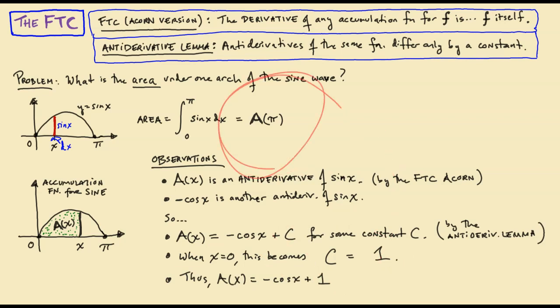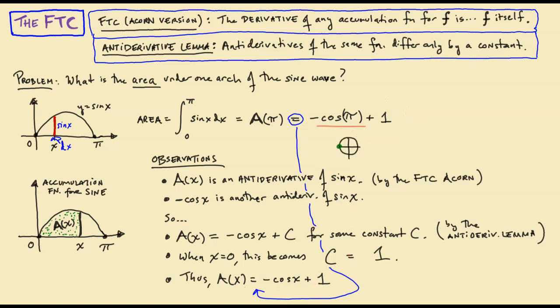So coming back to our original expression for the area under one arch of the sine wave, the accumulation function evaluated at pi is minus cosine pi plus 1 by this formula we just found. And another two seconds of thinking about the unit circle tells us that cosine of pi is, of course, minus 1. So this all becomes minus minus 1 plus 1, which is 1 plus 1, which, and this may be the hardest part of the entire course, is 2. Whoa, we did it!